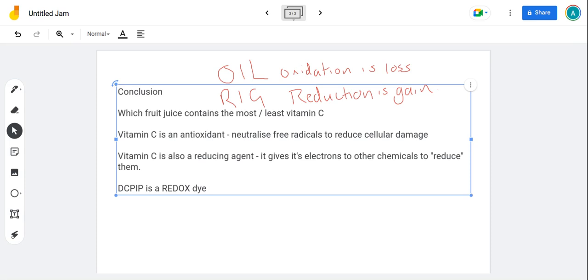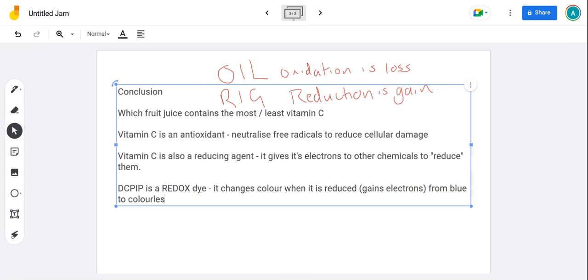So DCPIP is a redox dye, which means it changes colour when it's reduced. Okay, when it's reduced, look at your OIL RIG. That means when it gains electrons. And so we know that vitamin C is a reducing agent. So the vitamin C will give its electrons to the DCPIP, and it will change from blue to colourless. Okay.